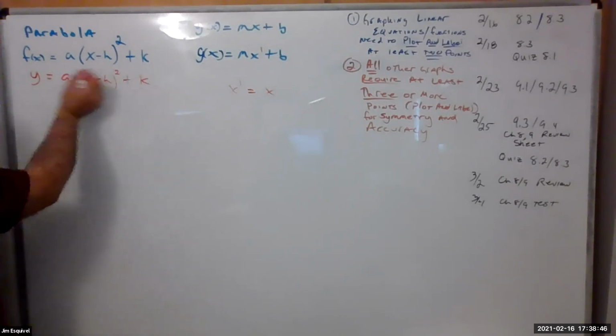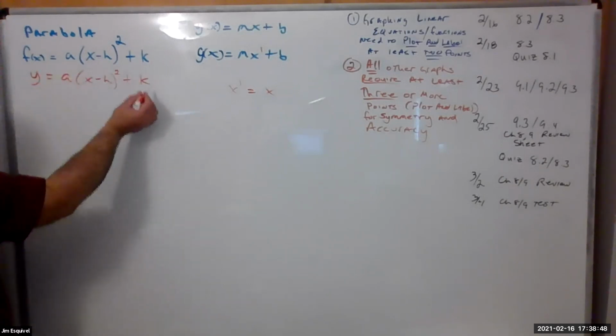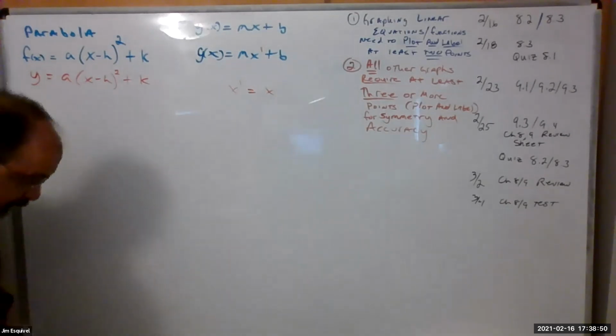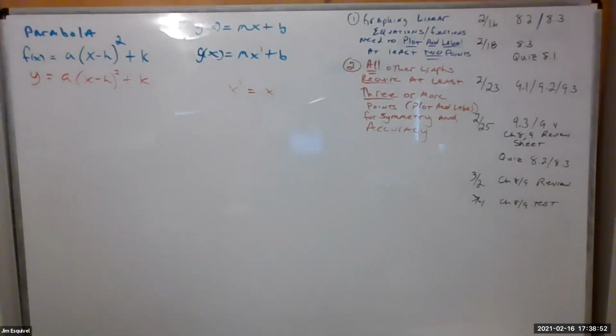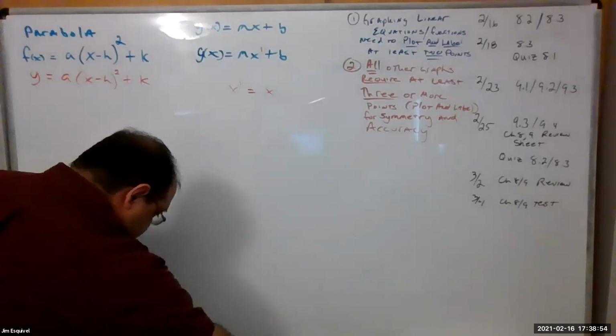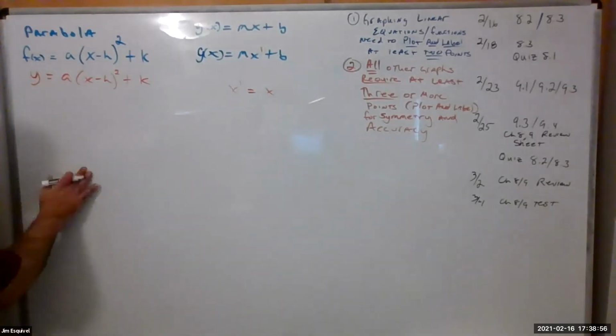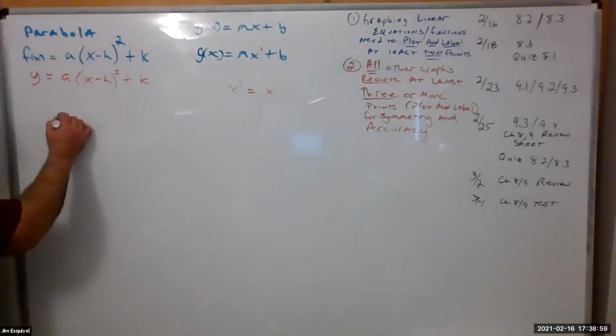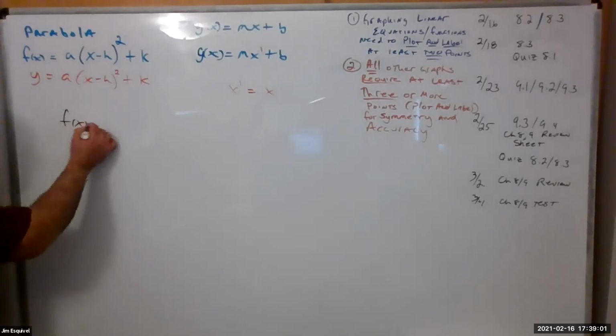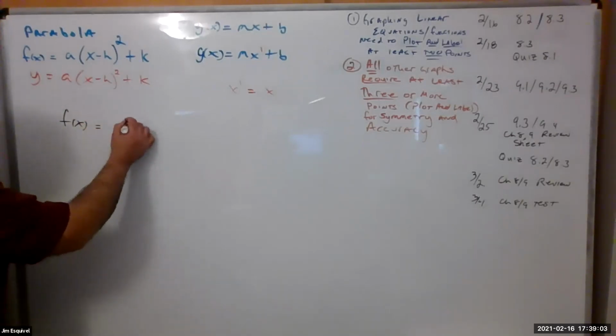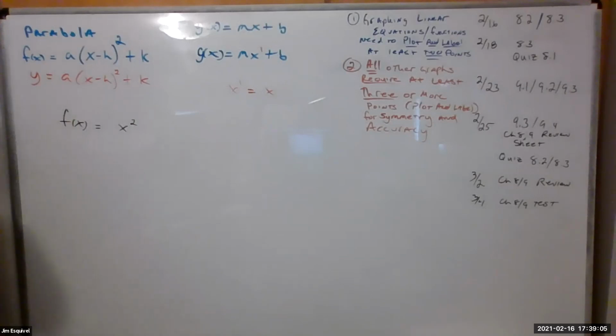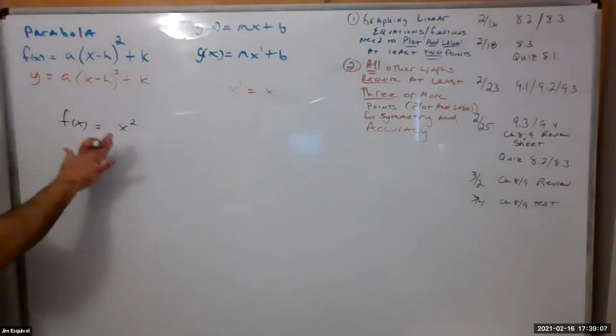So we don't start with this. What we're going to do is start with something simple. On our table, we're going to start with f of x is just x squared. Just a simple x squared.